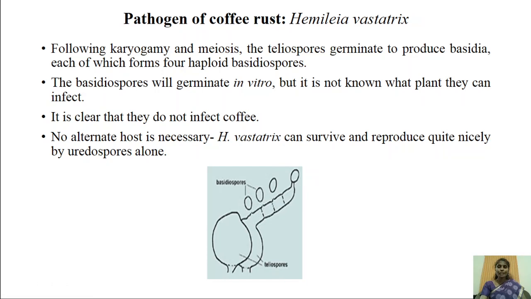But it is not known what plant they are going to infect after liberation from the basidia. It is clear that they do not infect the coffee plant. For coffee rust disease, no alternate host is necessary. Hemileia vastatrix can survive and reproduce quite nicely by the formation of uredospores alone.